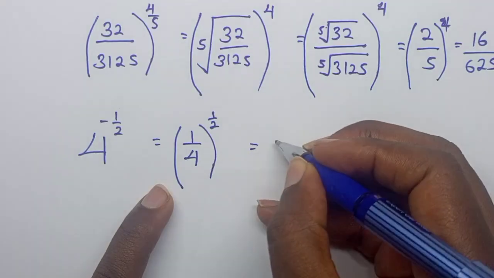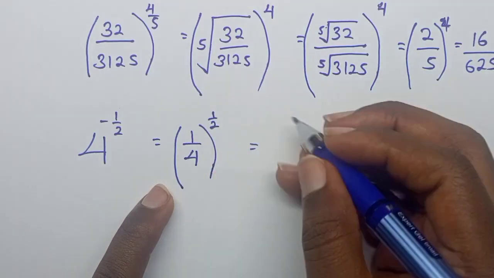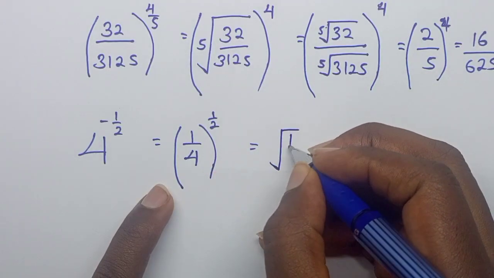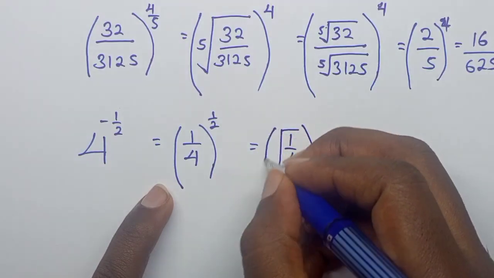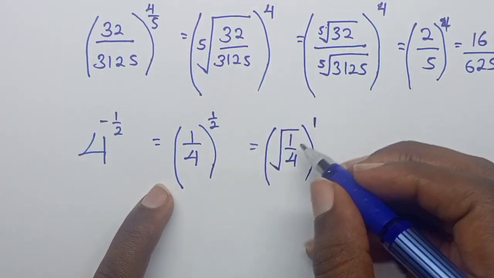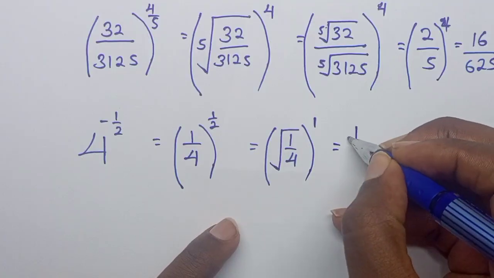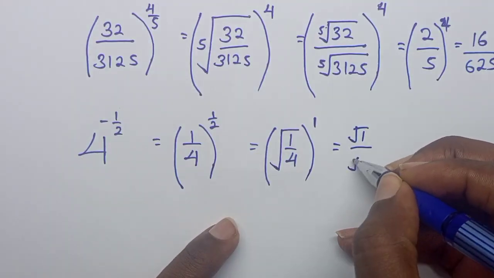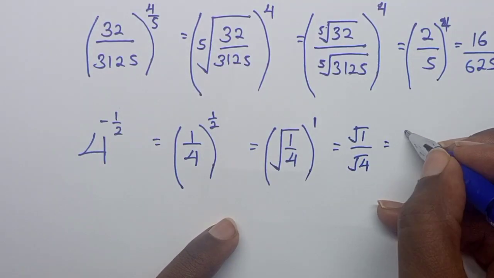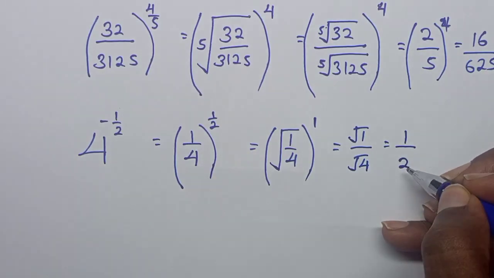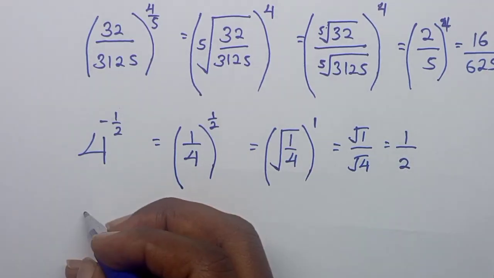So this will be equal to the square root of 1 over 4, then to power 1. The numerator becomes the power. So this will be equal to root of 1 over root of 4, which is equal to 1 over 2. Let's look at another one.